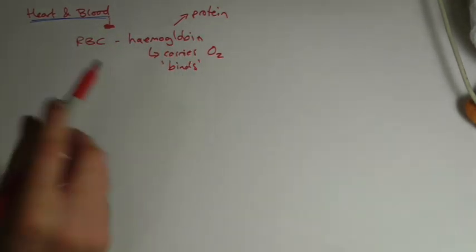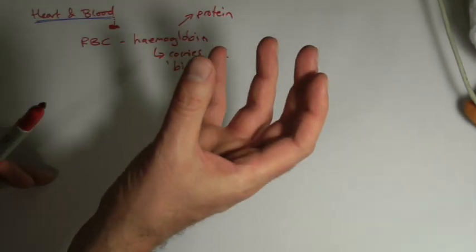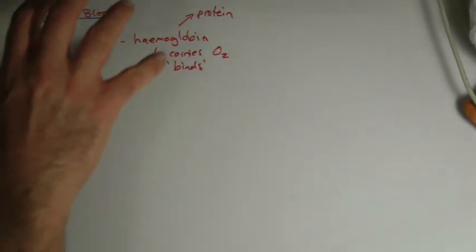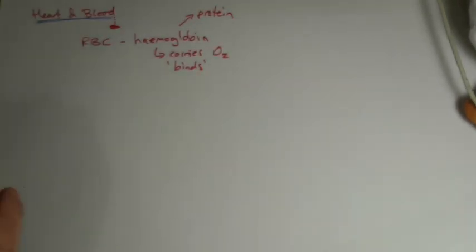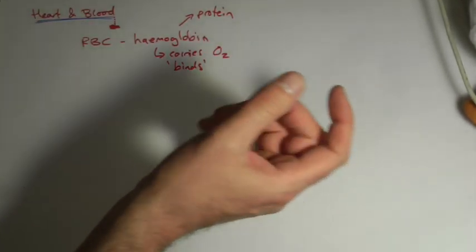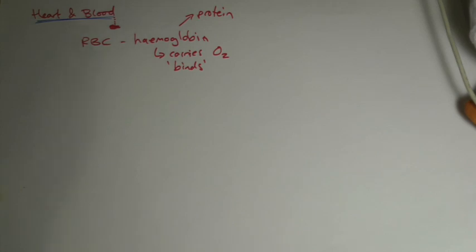And what hemoglobin can do is not only can it pick oxygen up, when it gets to a part of the body where the oxygen is needed, perhaps in a muscle, it also releases it. So it can carry it and get rid of it pretty easily.